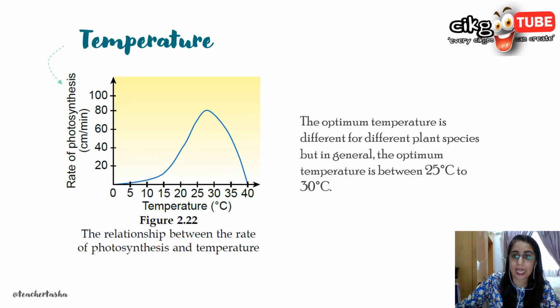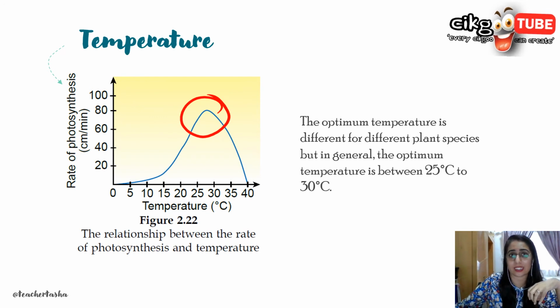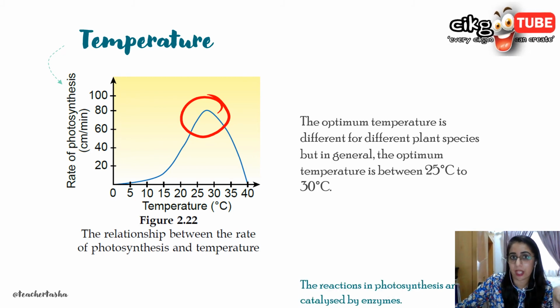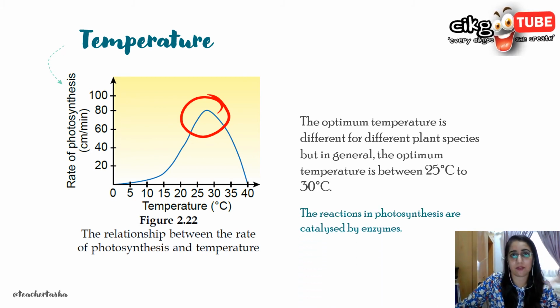Temperature. Now, at high light intensity and optimum concentration of carbon dioxide, the other two factors are perfect. What happens in this graph is that as the temperature increases, the rate of photosynthesis also increases until it reaches its optimum temperature. This optimum temperature is different for different plant species, but in general, the optimum temperature is between 25 to 30 degrees Celsius. Now, the reactions in photosynthesis are catalyzed by enzymes. So changes in the surrounding temperature, too high or too low, will affect the enzyme activity and also the rate of photosynthesis.